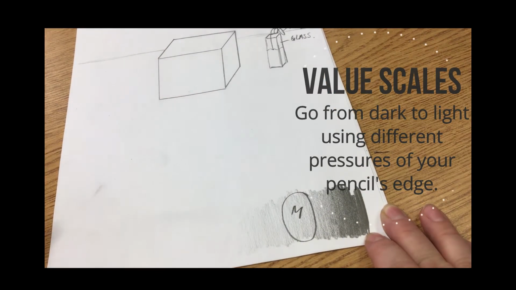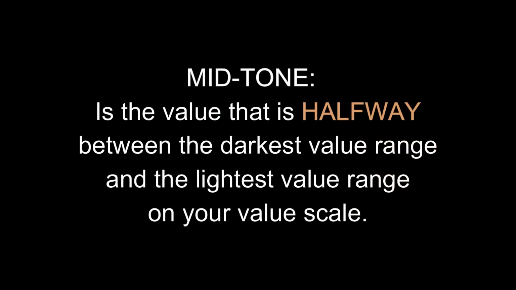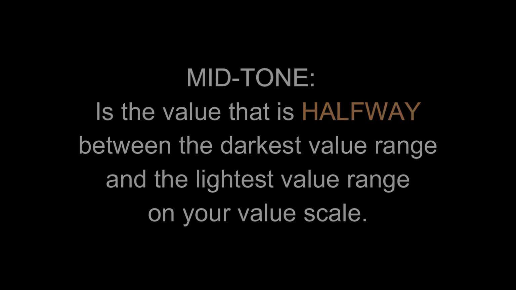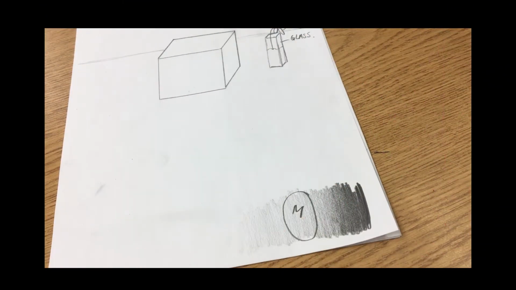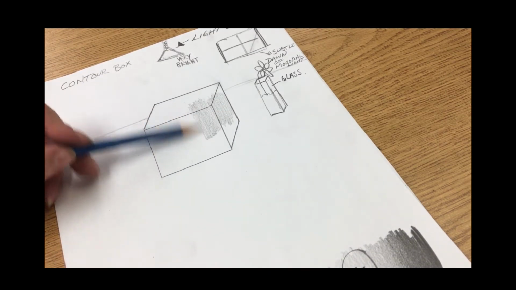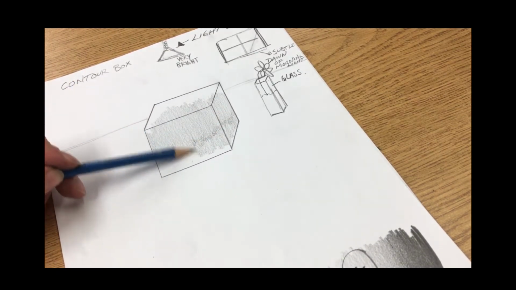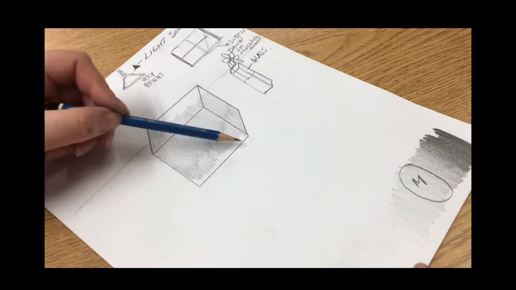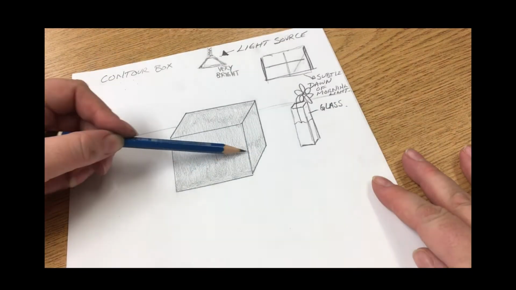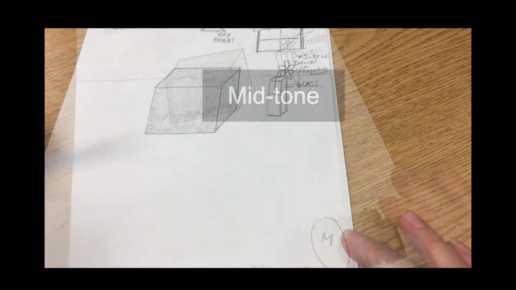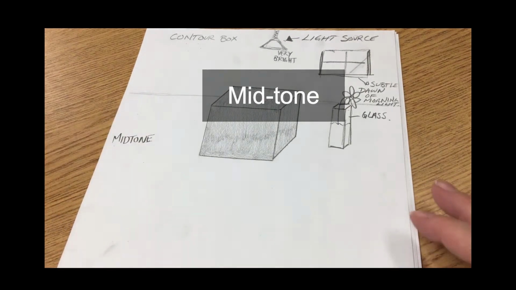Let's start with M for our midtone. Because our box is not white, we're going to place a midtone on all parts of the surfaces that we see. Anytime we draw any object, if the object's not white, you should put a midtone. When you're shading in your midtone, make sure that it's smooth, blended nice and even throughout. Let's write midtone on the left-hand side of our page.